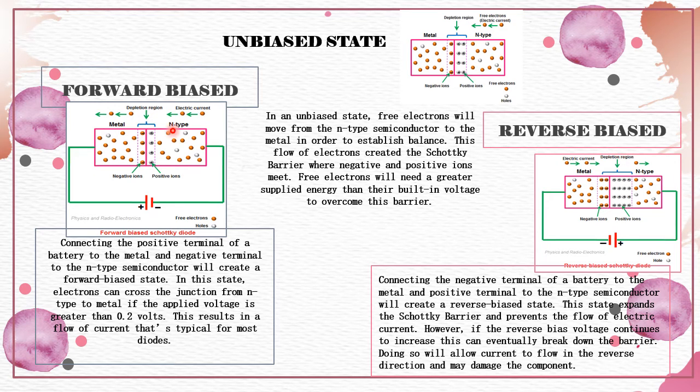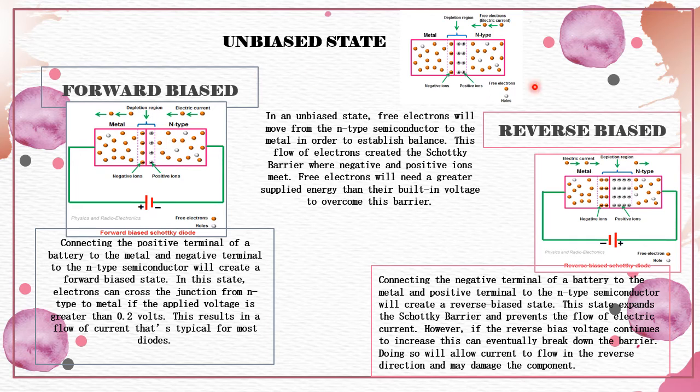Second, forward bias. In the forward bias, positive terminal of battery connected to the metal, while the negative terminal to the n-type semiconductor. In this state, electron can cross the junction from n-type to metal if the applied voltage is greater than 0.2 volt. This results in a flow of current that is typical for most diodes.